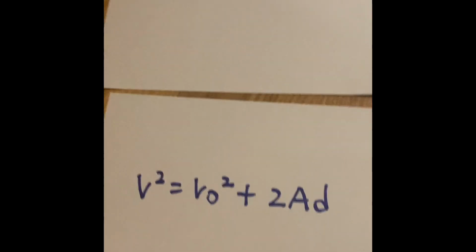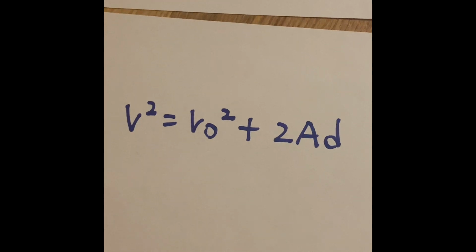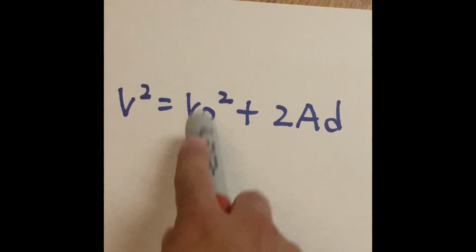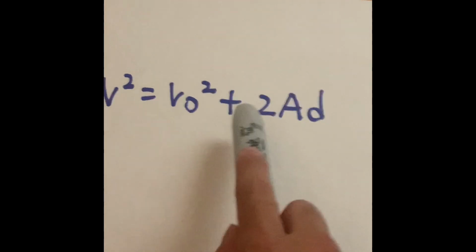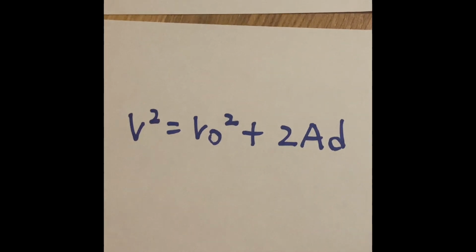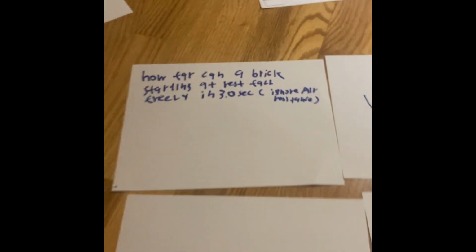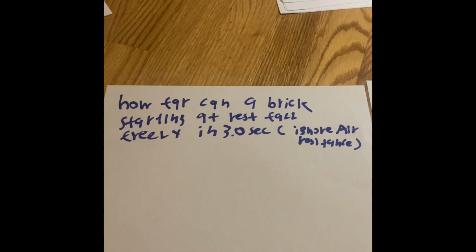And the last one, velocity squared. Your velocity squared is going to equal your initial velocity squared plus 2 times the acceleration multiplied by your displacement. Those are the 3 formulas that are going to help solve this problem. So let's solve it out.